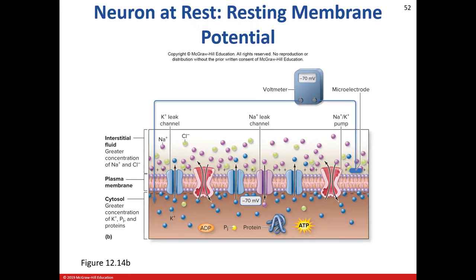So here we take our voltmeter and we're taking a reading of a neuron at rest. You get a chance to see all the channels that are involved, from the sodium potassium pumps through the leakage channels for both sodium and potassium.